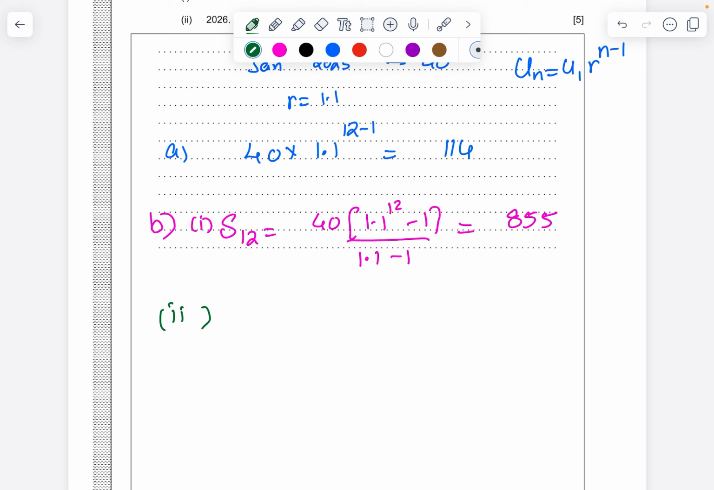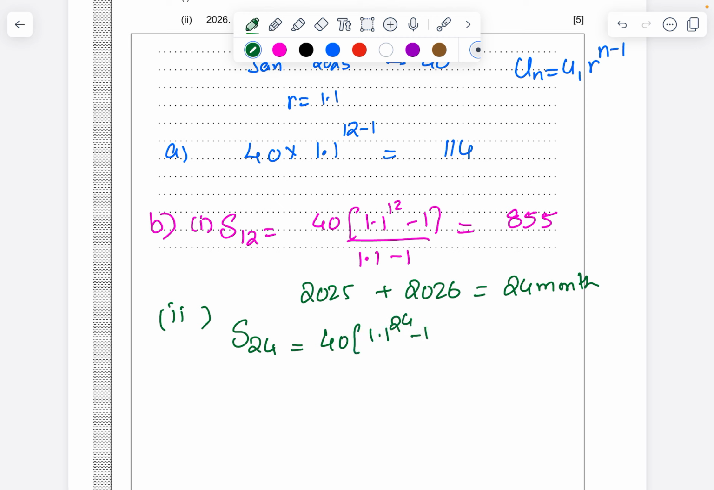So what should I be doing to find it out? How many cars have been sold in 2026? First of all, 2026 means 2025 and 2026. So totally how many months will be there? 24 months. So S24, I am going to find it out. S24 is 40 times (1.1 to the power of 24 minus 1) divided by (1.1 minus 1).